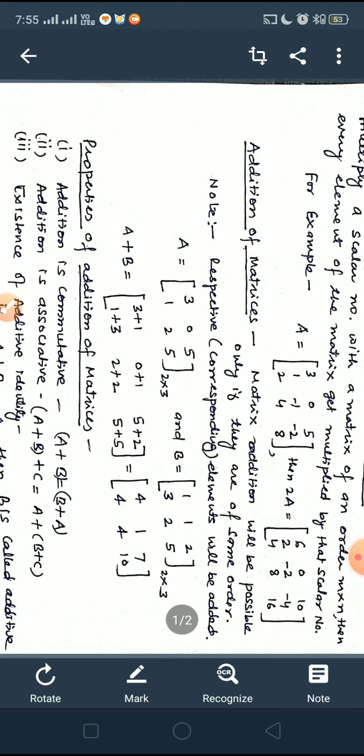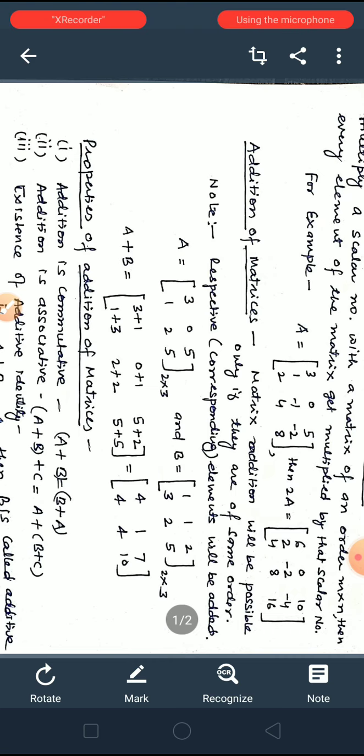A is equal to 3, 0, 5, 1, 2, 5, which is a 2 cross 3 matrix, and B is equal to 1, 1, 2, 3, 2, 5, which is a 2 cross 3 matrix. So A plus B is equal to 3 plus 1, 0 plus 1, 5 plus 2, 1 plus 3, 2 plus 2, 5 plus 5, that is equal to 4, 1, 7, 4, 4, 10. I forgot to tell you that their corresponding elements will be added.